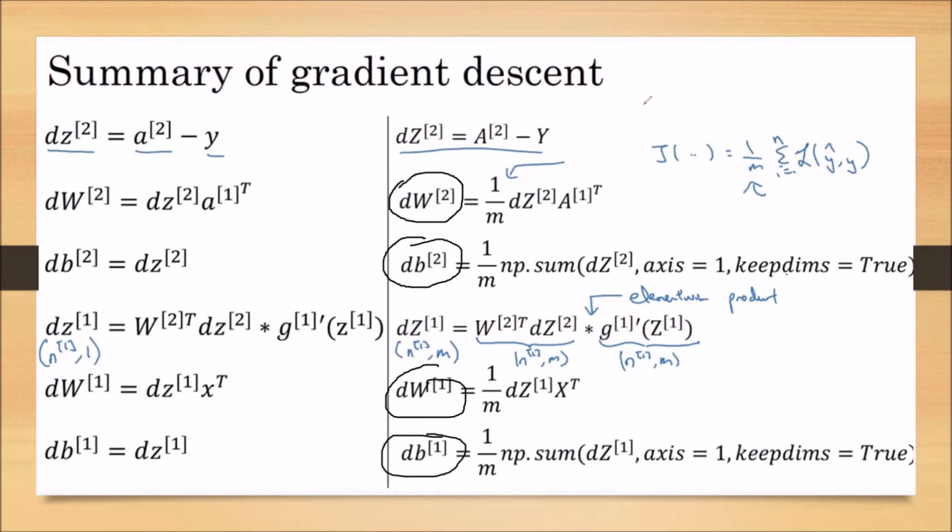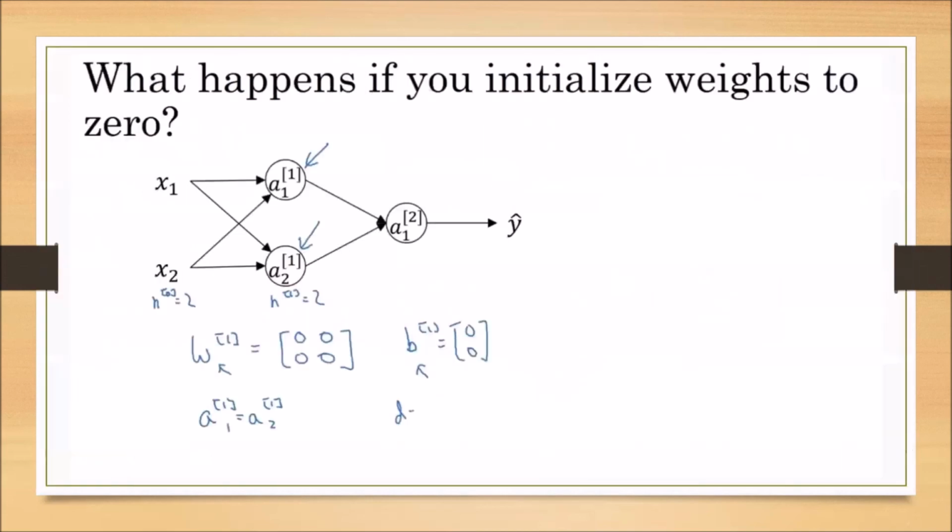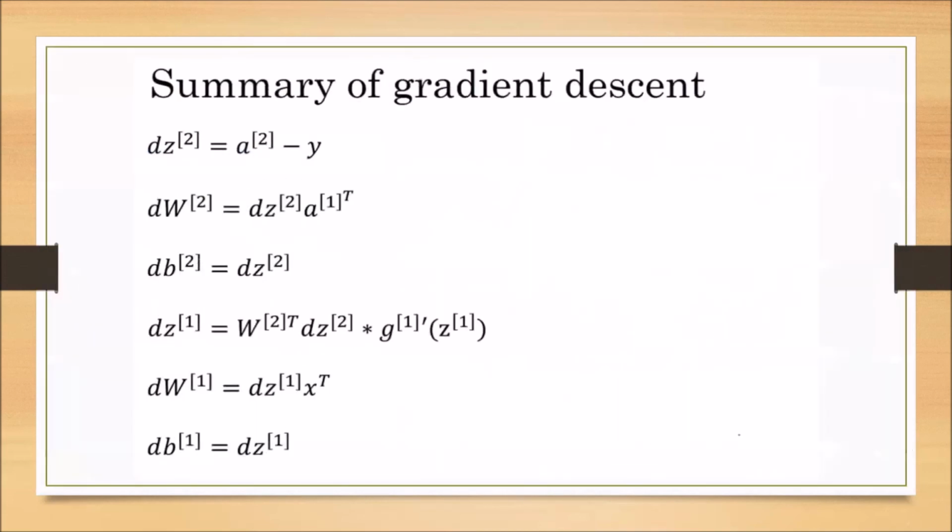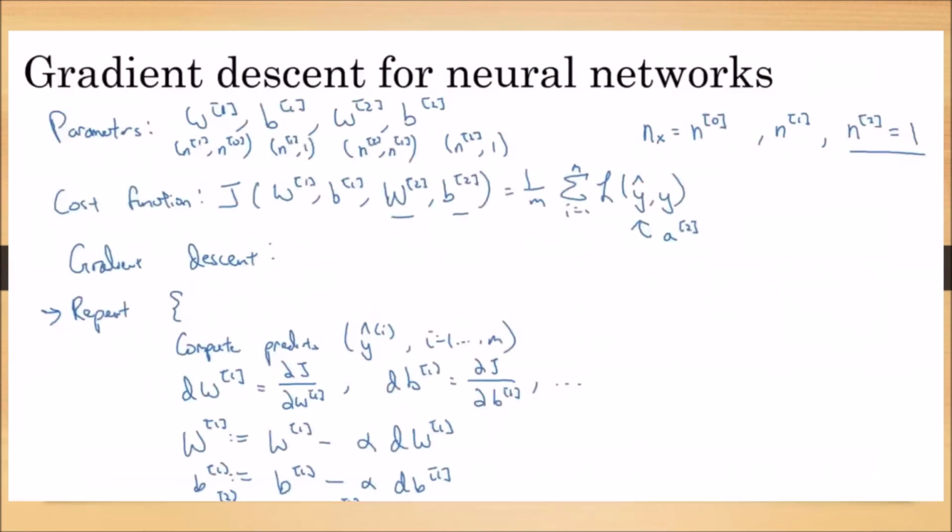So W1 is equal to, we have written gradient descent already. You can observe we are going to that gradient descent step again. This is the step we are doing. W1 is equal to W1 minus alpha dW1. That's why we have calculated dW1. B1 is equal to B1 minus alpha dB1. That's why we have calculated dB1. Again, for the second layer, W2 is equal to W2 minus alpha dW2. B2 is equal to B2 minus alpha dB2.